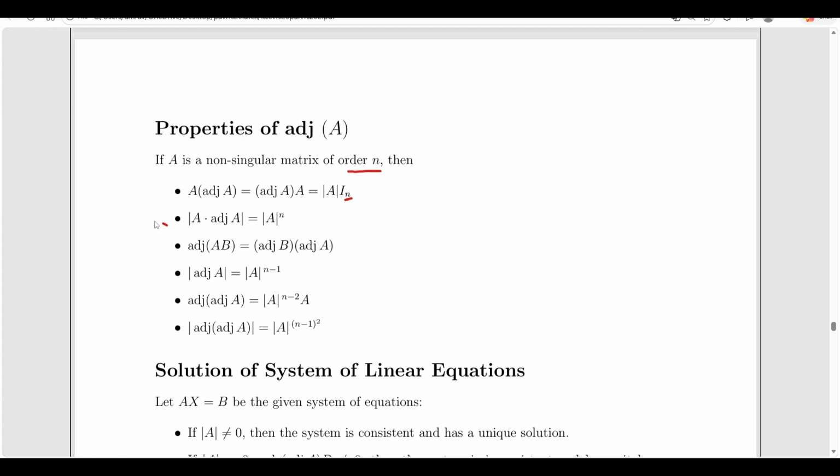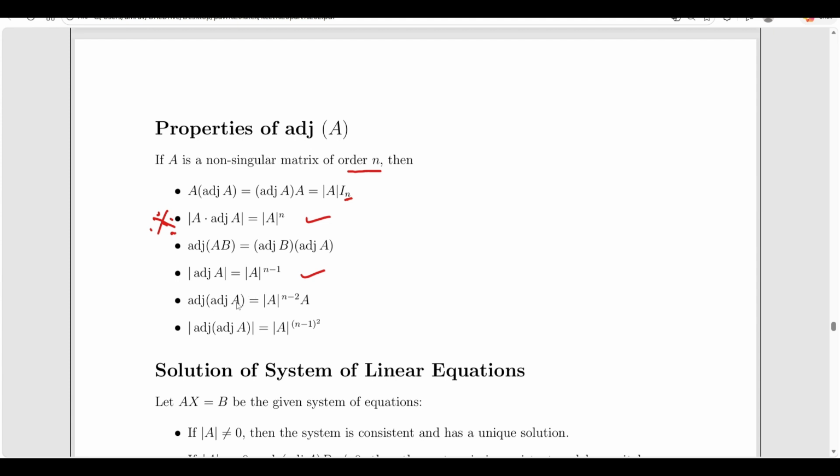Very, very important. See, listen students, these properties of adjoint A are very important. Based on these properties, you can definitely expect a question. Adjoint of AB is equal to adjoint B into adjoint A. So here also, you get the reverse product. Determinant of adjoint A is equal to determinant A power n minus 1. So you could see these two: determinant of A into adjoint A is determinant of A power n, and determinant of adjoint A is equal to determinant A power n minus 1.